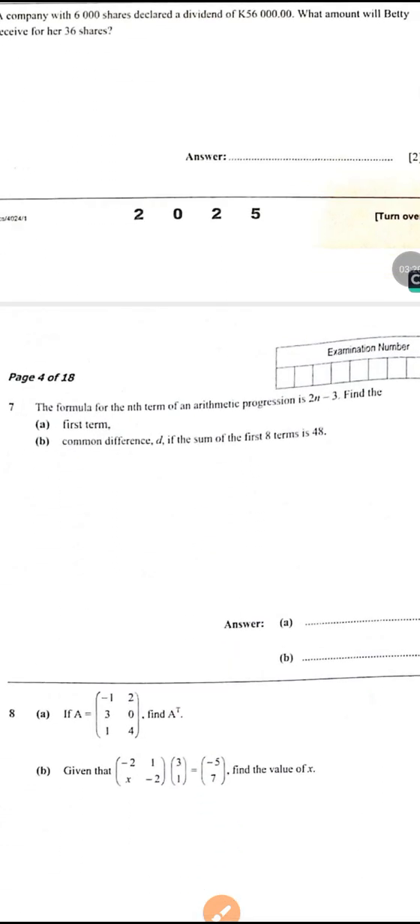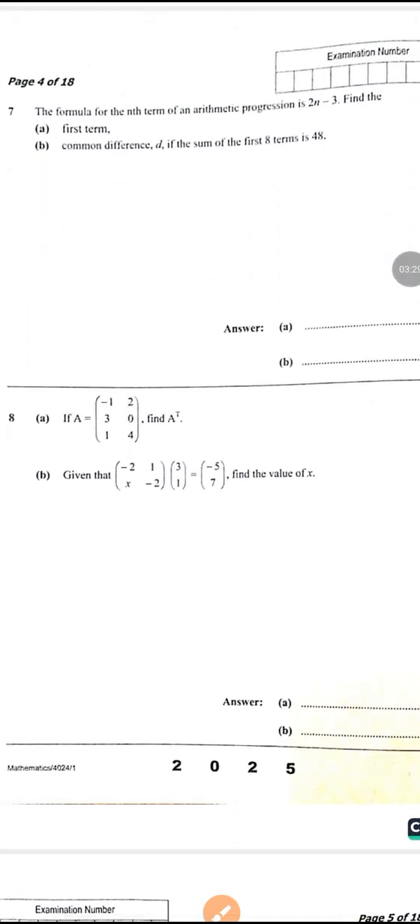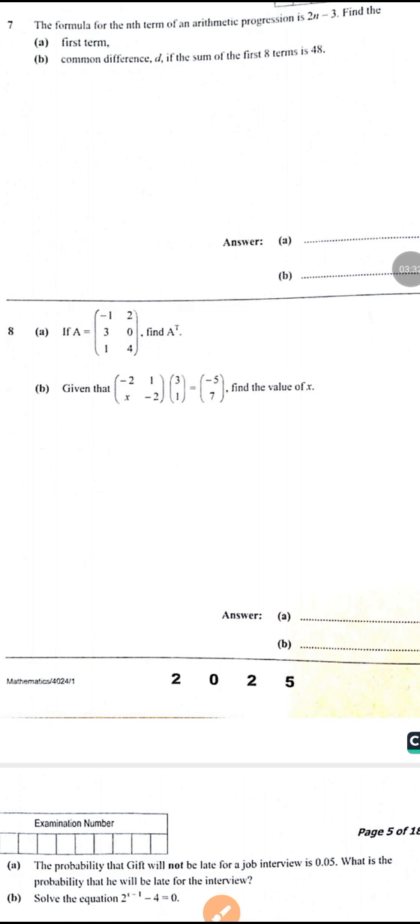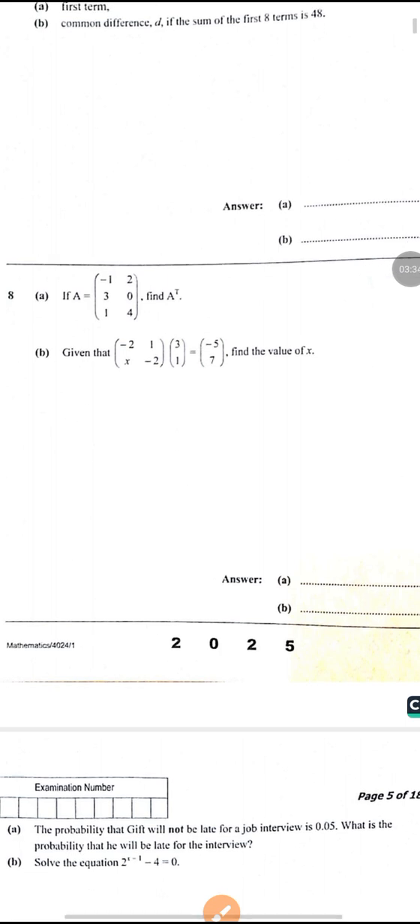which is about AP. I'm sure you're able to tell now that in Paper 1, there's AP, in Paper 2, there's GP. Okay, we're having question 8, which is about matrices. And I'm sure by now you know how to go about these. These questions are very, very important.